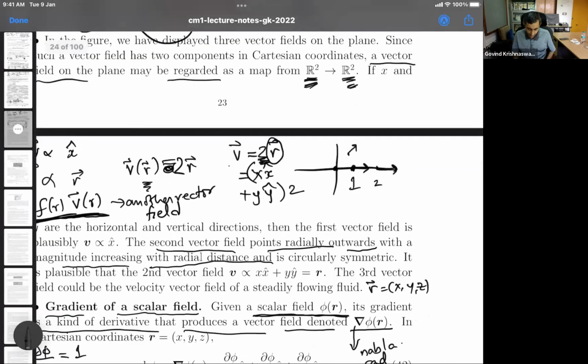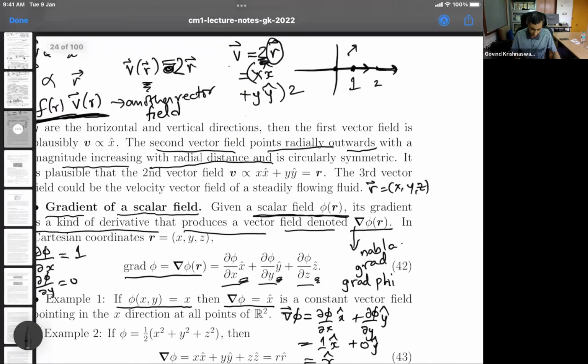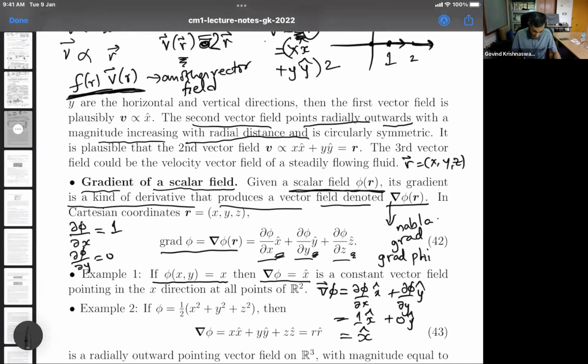So we've just realized that the vector field picture that I drew there can actually be realized as the gradient of some scalar field. And which scalar field is that? It is simply the function phi of x equal to x. Are you okay with this little observation?